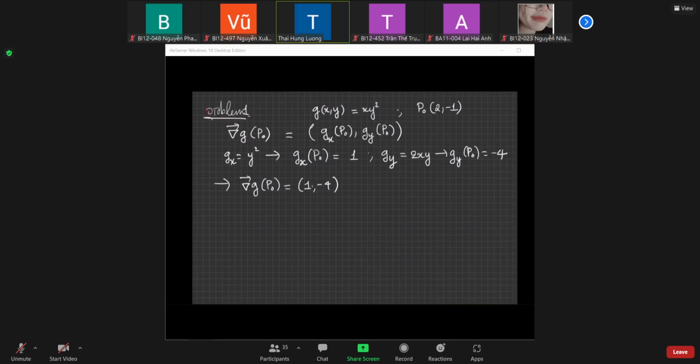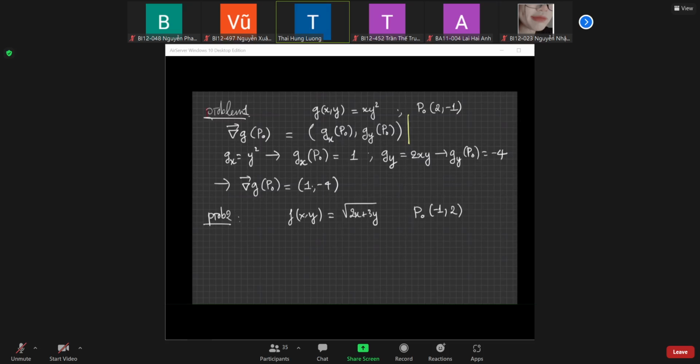Okay, so that is problem 1. So it's very easy to find the gradient vector. You should remember this definition. Okay. So one more chance for this type of problem. The second one. So the given point now is (-1, 2).